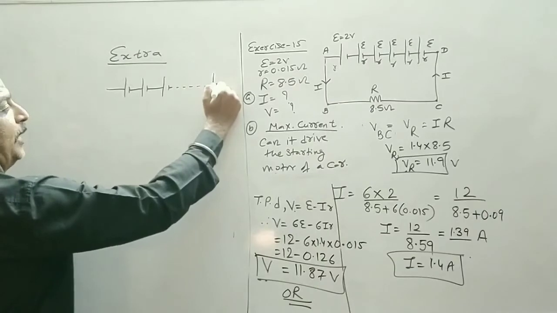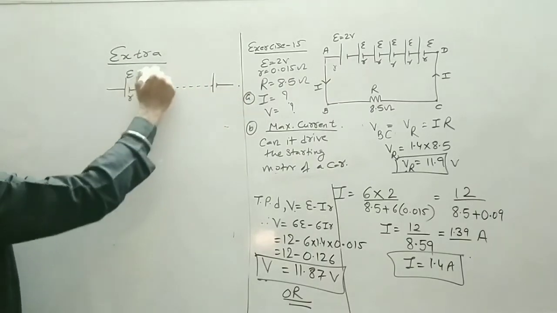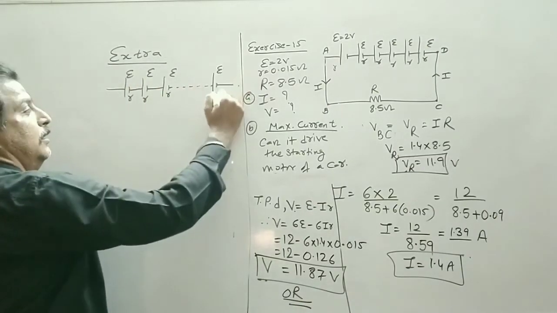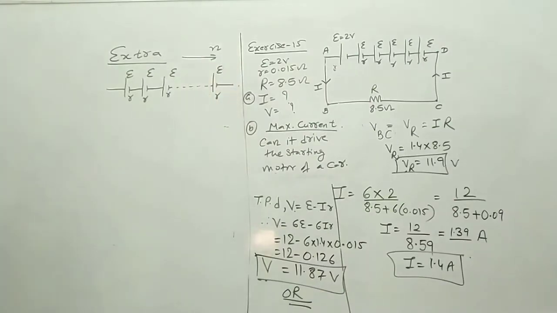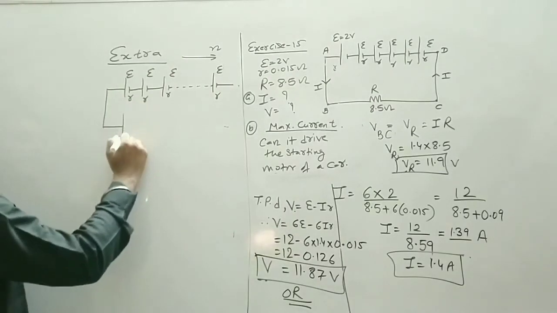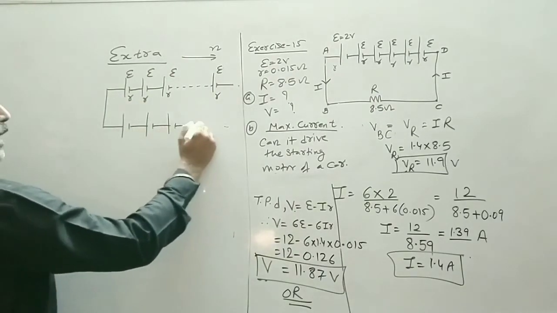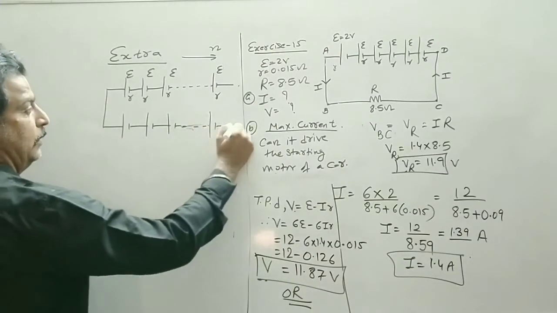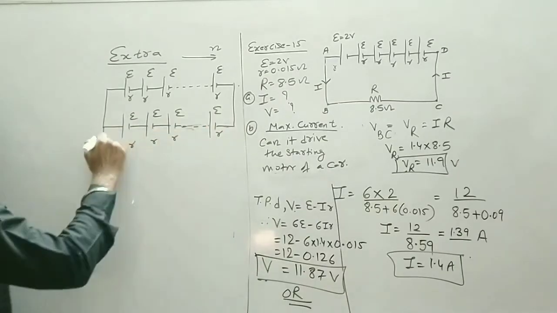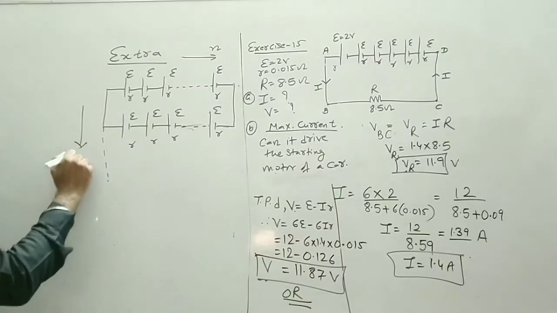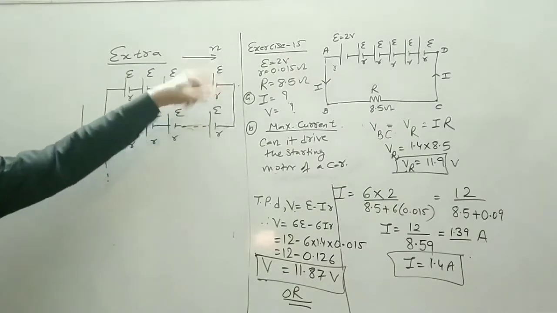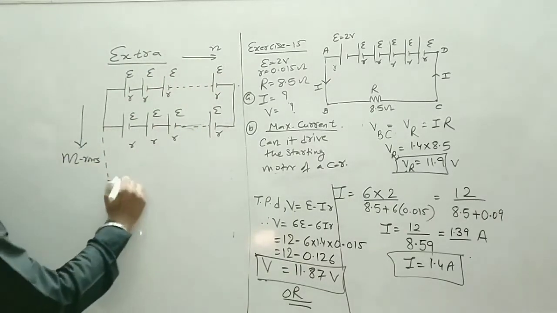This is n number of cells, identical. EMF E, internal resistance r. So n cells are connected in series, each having EMF E and internal resistance r. Similarly, we have a second row, identical, and like this you have m rows. So m is the number of rows and n is the number of cells connected in series combination.